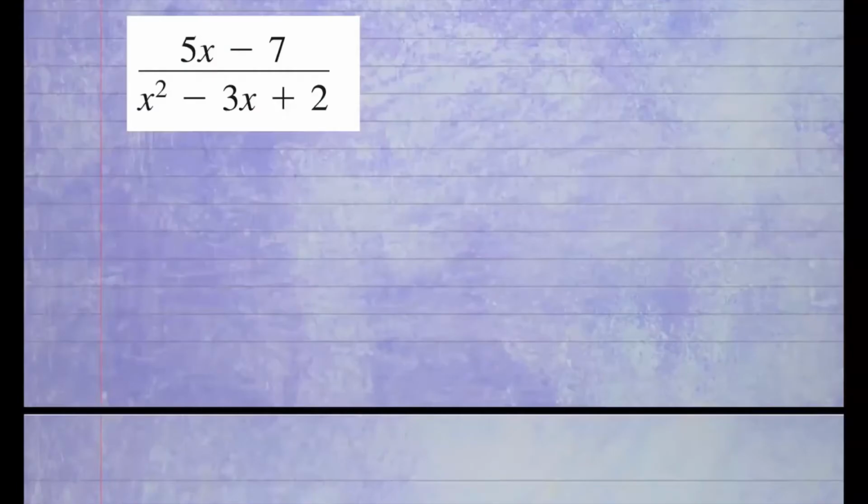So let's set up the partial fractions for this one, and we're not going to solve for our coefficients here. We're just going to set it up. So I will have to factor this first. It's proper because the degree on the numerator is 1, and the degree on the denominator is 2. So we can write this as 5x minus 7 over, and the denominator can be factored into x minus 2 and x minus 1. So I have linear factors in the denominator.